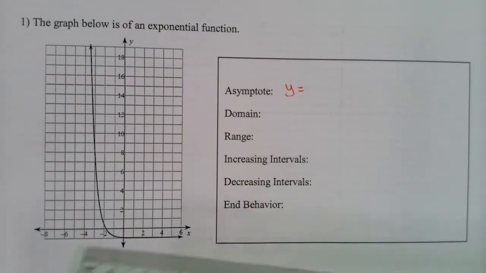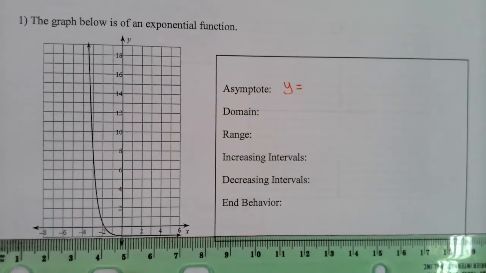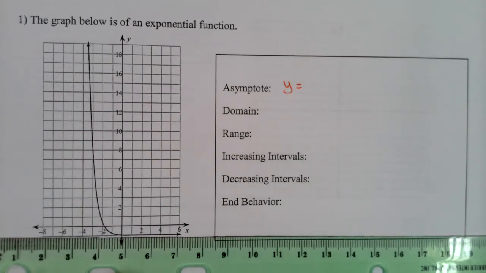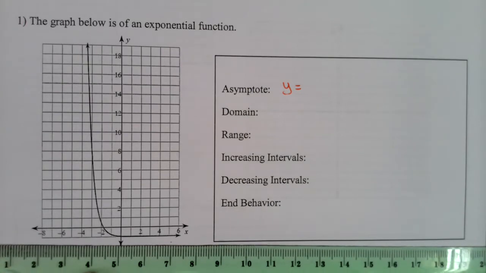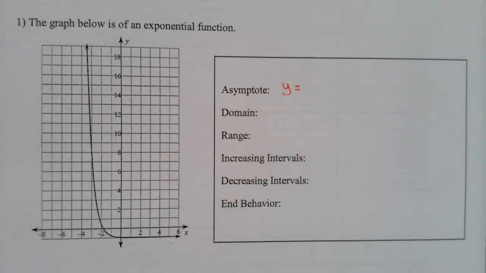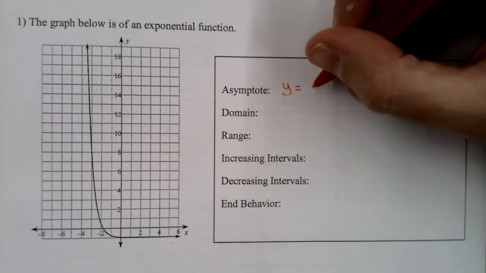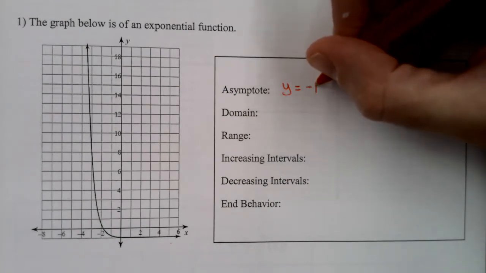And the number of the horizontal asymptote is going to be -1. I know it might look like it touches -1, but it doesn't. If you were to say that it's y equals -2, I guess I will understand that. But this one is going to be y equals -1.